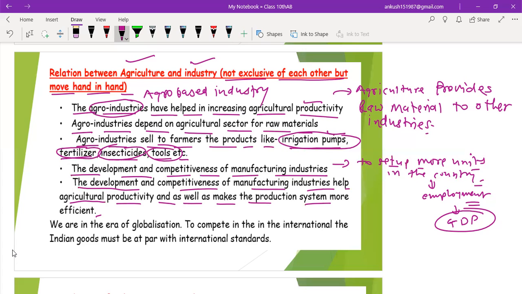Now we are living in the era of globalization, as every country can be connected to other country within seconds. To compete in the international market, the Indian goods must be at par with international standards. Now it is the challenge. It is the challenge in our country.